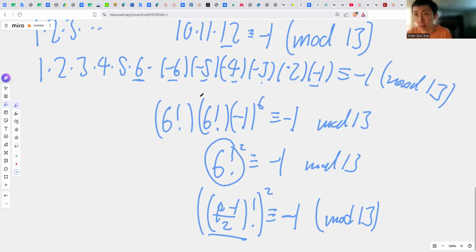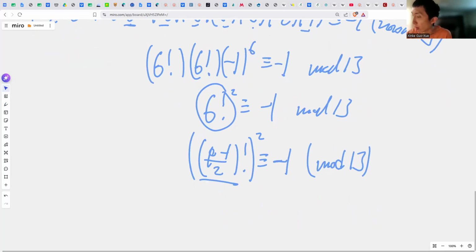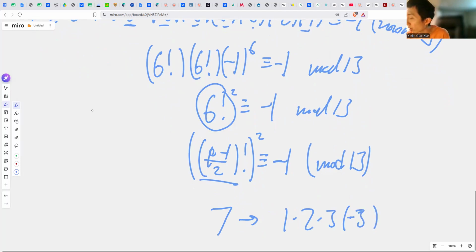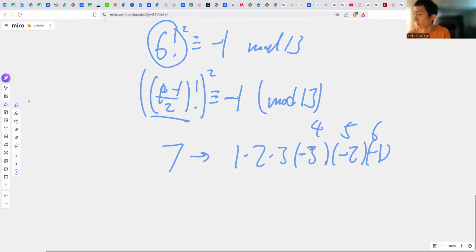Why do we need the condition 1 mod 4? Well, if p was 3 mod 4, then let's say we have 7. So 7 is 3 mod 4. Then what goes wrong in our proof? Well, this would be 1 times 2 times 3 times 4 times 5 times 6. If we try the same thing, this time we have an odd number of -1s. So 3 factorial times 3 factorial times, if we factor out a -1 from each factor, -1 cubed, is equal to -1 by Wilson's theorem.